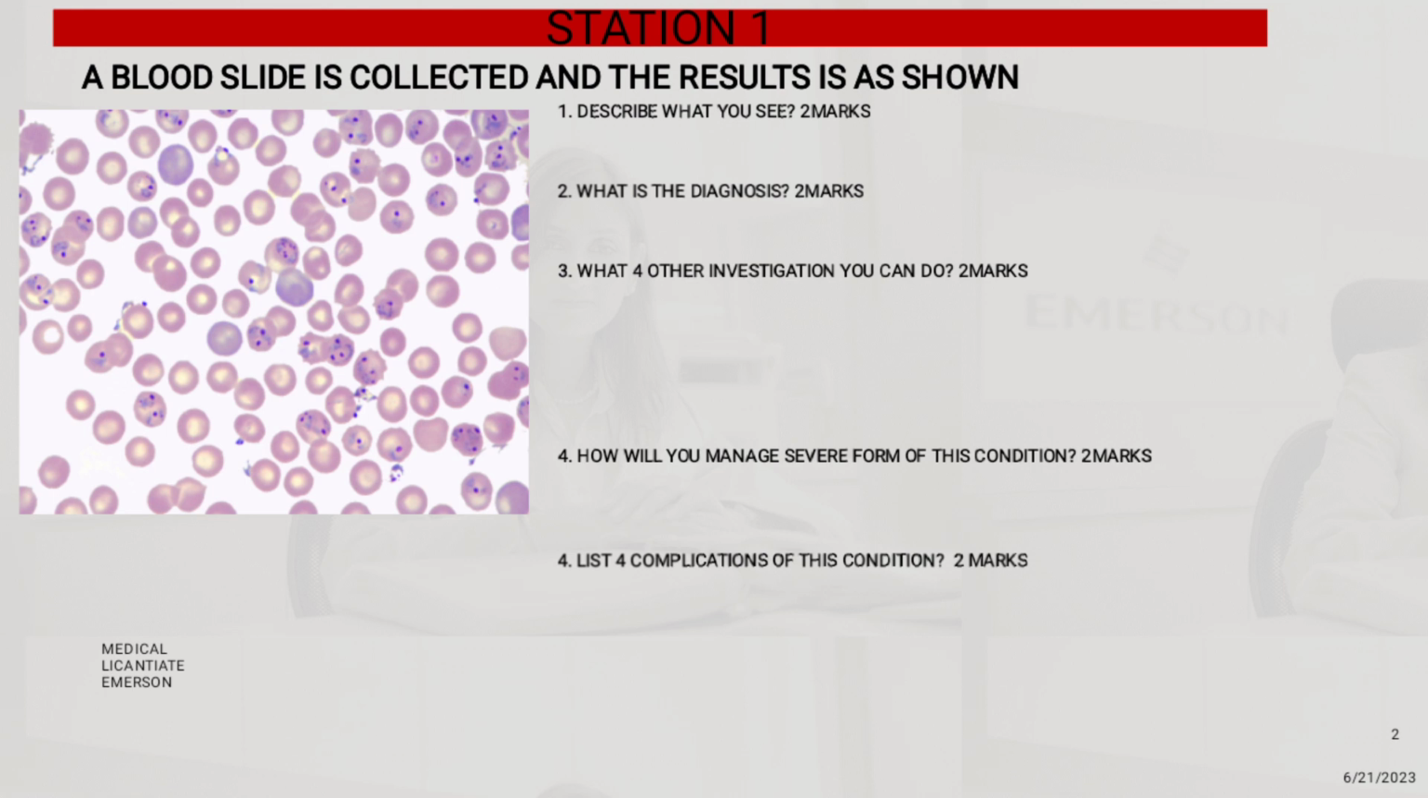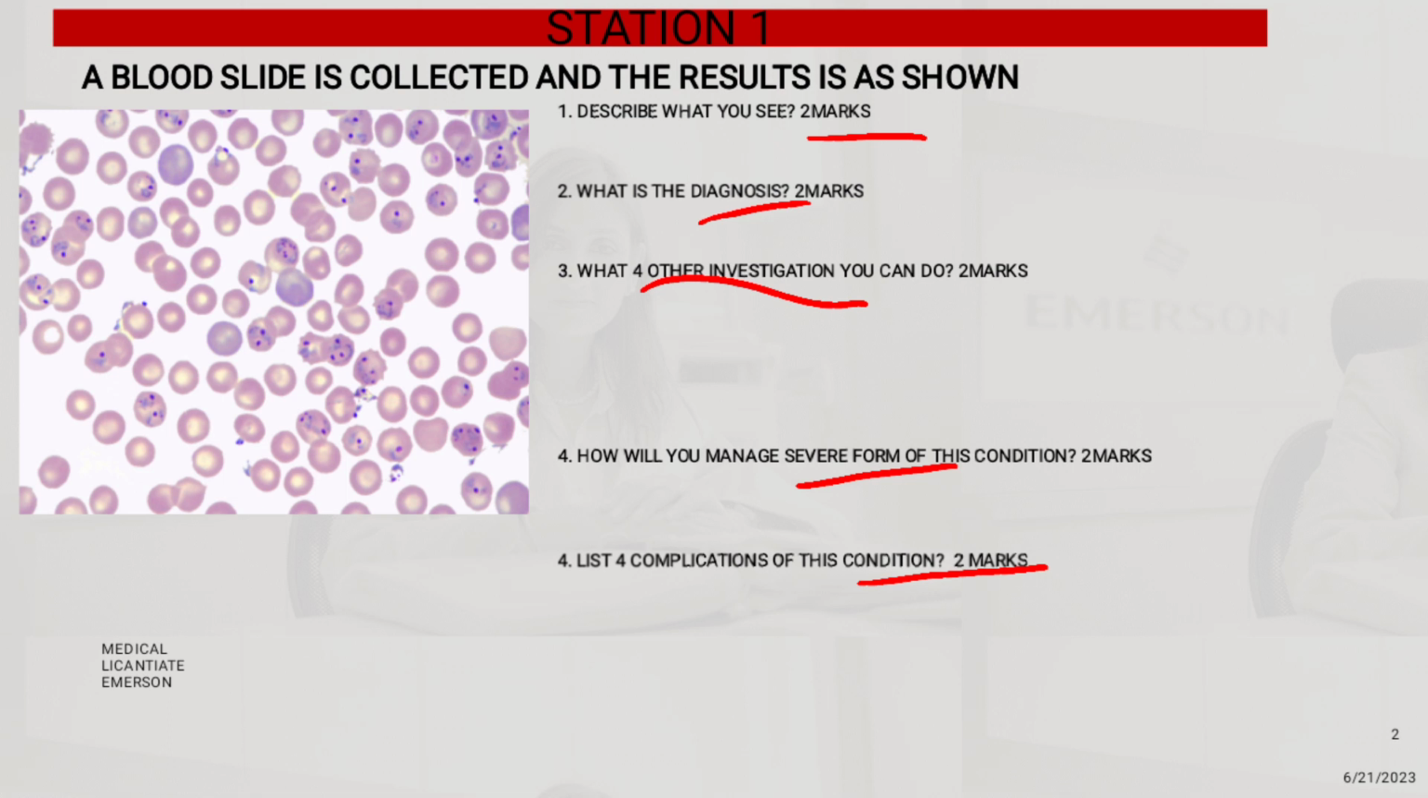So this is the blood slide that is collected, and these are the results shown. Describe what you see, what is the diagnosis, what other investigations can you order, how do we manage the severe form of this condition, and list 4 complications of this condition.